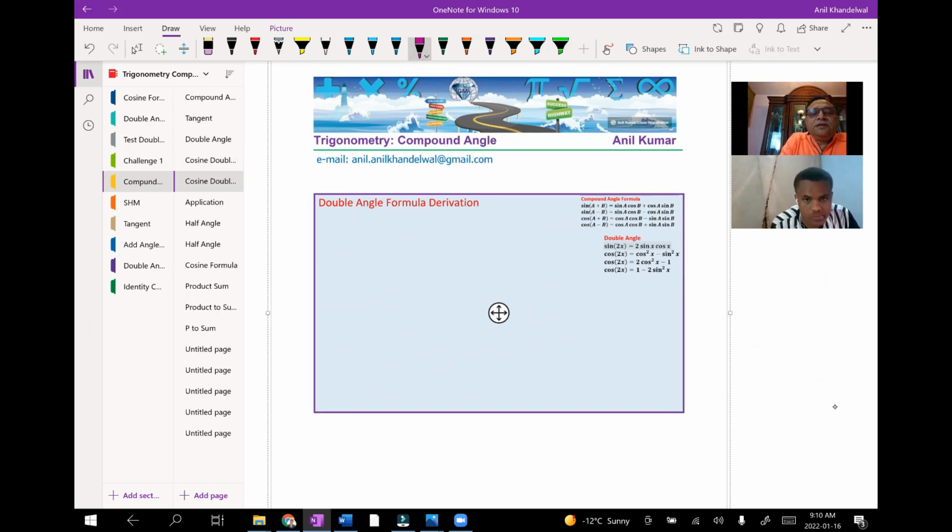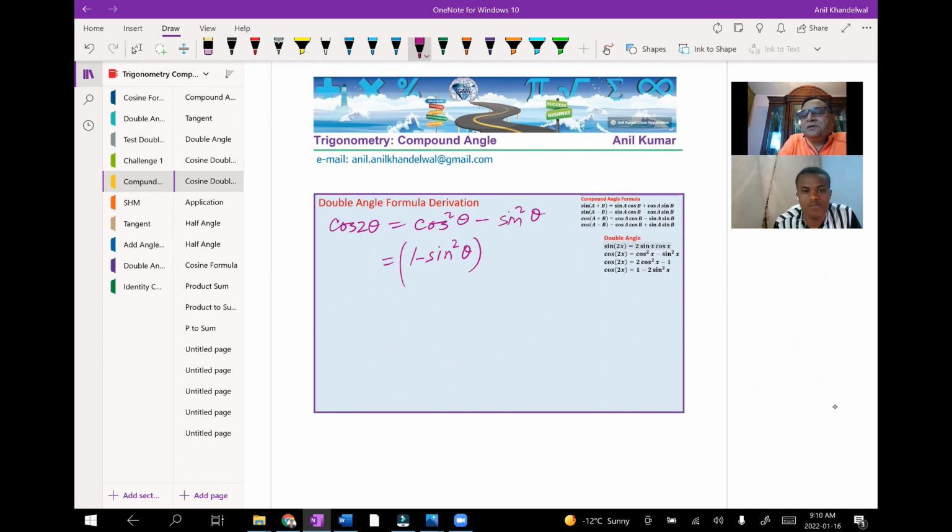So we know that cos 2 theta is equal to what? Cos square theta minus sine square theta, right? Now, if I replace cos square theta by 1 minus sine square theta, what do I get? 1 minus sine square theta, and then I have sine square theta here. Open the bracket. We get 1 minus 2 sine square theta. You see that? So we get another double angle formula for cos 2 theta. Perfect?